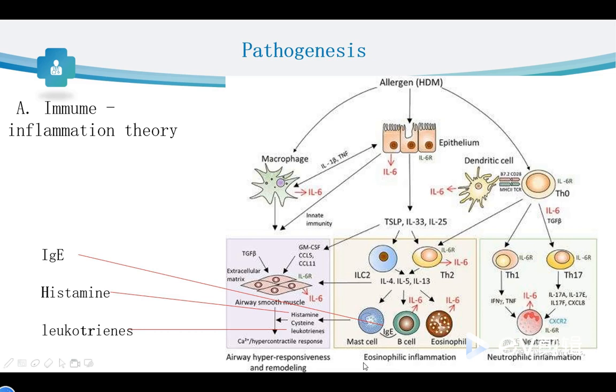The chronic eosinophilic inflammation is sensitive to the treatment of glucocorticoids. And the activation of other T cells, such as Th1 and other T cells, will finally activate the neutrophils, which will result in a chronic neutrophilic inflammation. This specific neutrophilic inflammation has no response to the treatment of glucocorticoids.